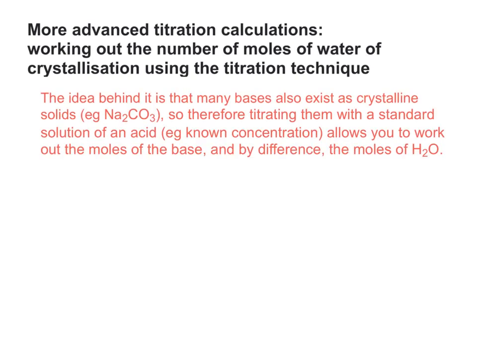So the idea is that many bases, particularly things like group 1 and group 2 carbonates, exist as crystalline solids. To exist as a crystalline solid, something has to have water of crystallization attached to it in its ionic lattice, so that the water of crystallization molecules allow the crystalline structure to form. So let's look at Na2CO3 as an example.